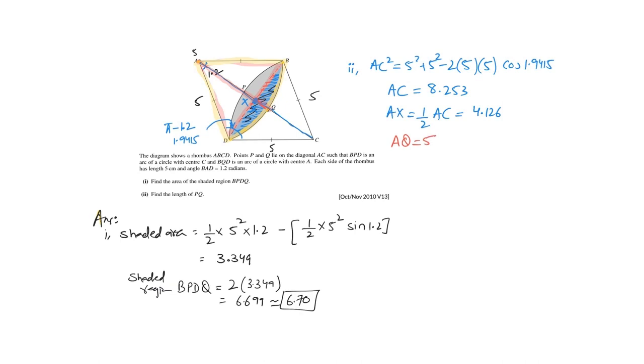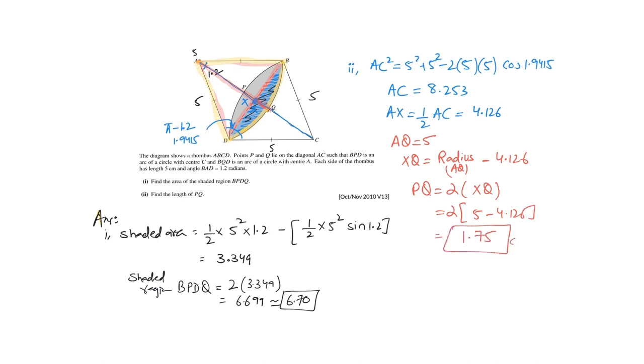So XQ would be calculated as the radius, which is AQ, minus 4.126, and PQ is twice of XQ. So twice of 5 minus 4.126, which is 1.75 centimeter. Okay.